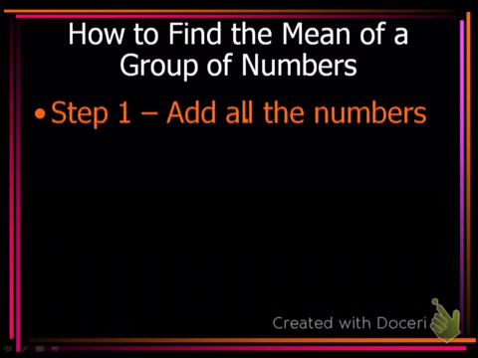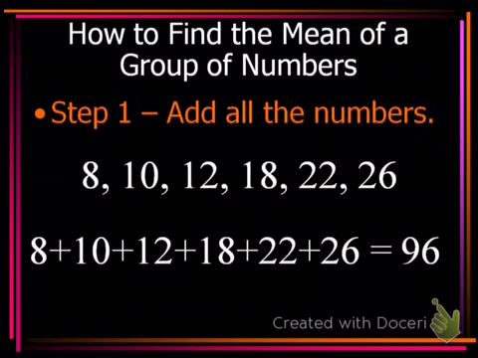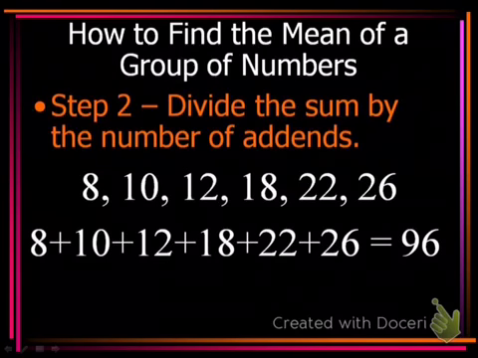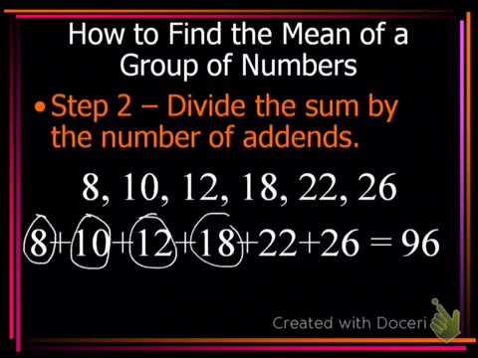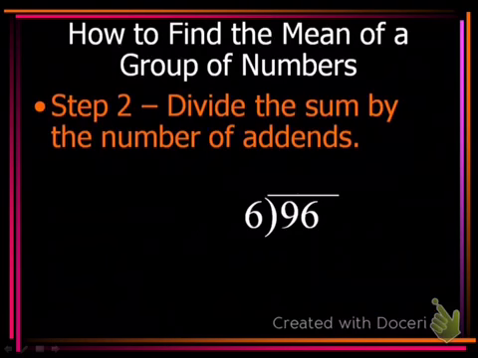Well, our first step is we have to add all the numbers in our data. So if we were given these numbers, we would add them all together, and we'd get a sum of 96. Step 2 is we're going to take that sum and divide it by the number of add-ins. So we would need to count how many add-ins we added together. We have 1, 2, 3, 4, 5, 6. So we would take 6, which is how many add-ins there are, and we would divide that into the sum. So we'd end up with 96 divided by 6.